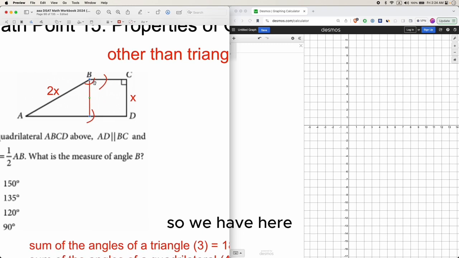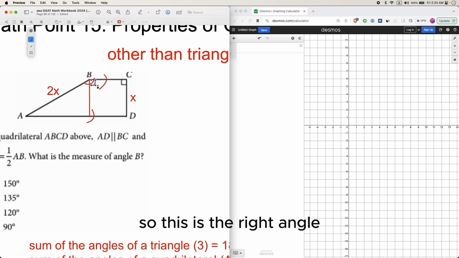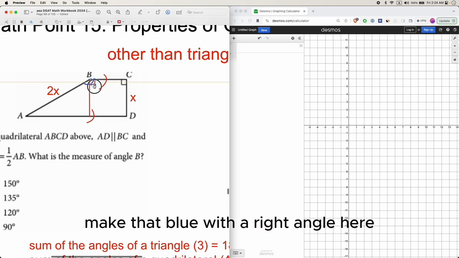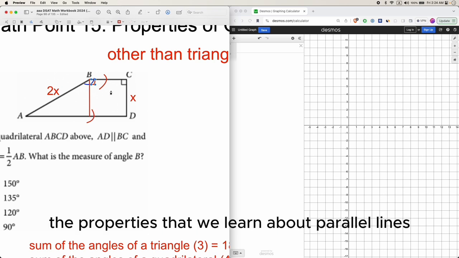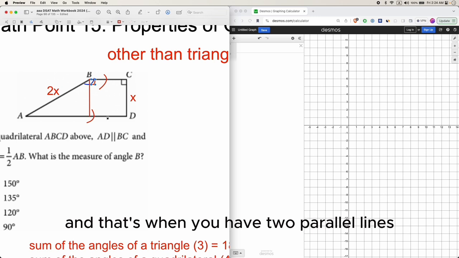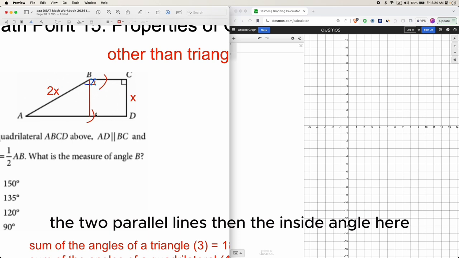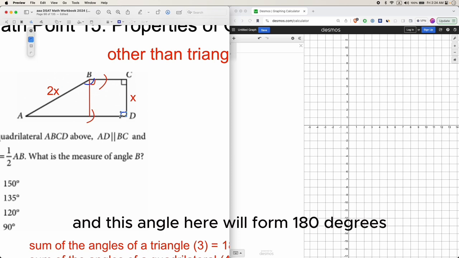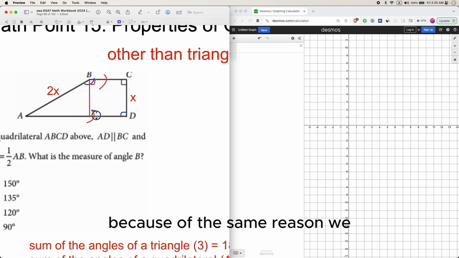So here we have a right angle over here also because it's a right angle here. So this is a right angle. I'm going to make the angle we're looking for in another color. I'm going to make that blue. We have a right angle here. We have a right angle here. And knowing that these two lines are parallel, think back to the properties that we learned about parallel lines. That's when you have two parallel lines and a line that cuts through the two parallel lines, then the inside angle here, so this angle here and this angle here, would form 180 degrees. But because this is 90 degrees, then this must also be 90 degrees. So we know that this is 90. We also know that this is 90 because of the same reason.